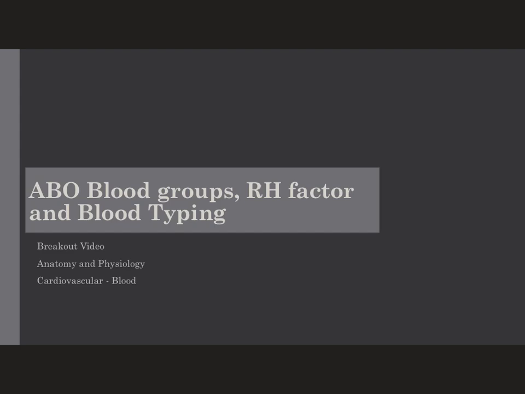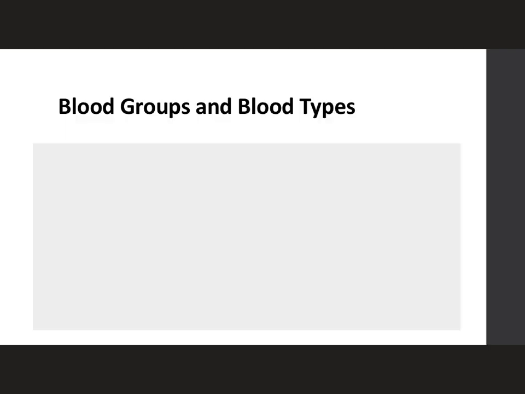In today's breakout video, I'm going to be covering ABO blood groups, Rh factor, and blood typing. This is usually a topic that you see in the cardiovascular blood chapters of anatomy and physiology, but you may be covering it in your other courses, so I hope this helps you understand these concepts.